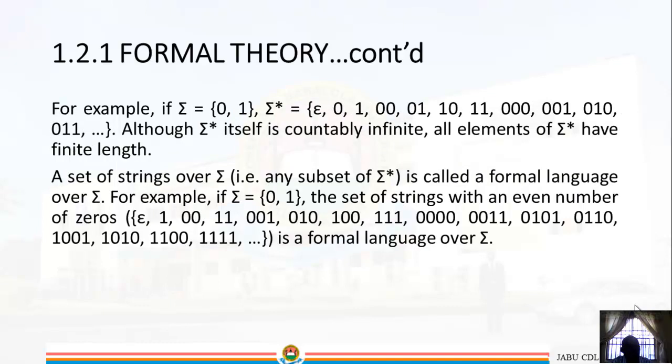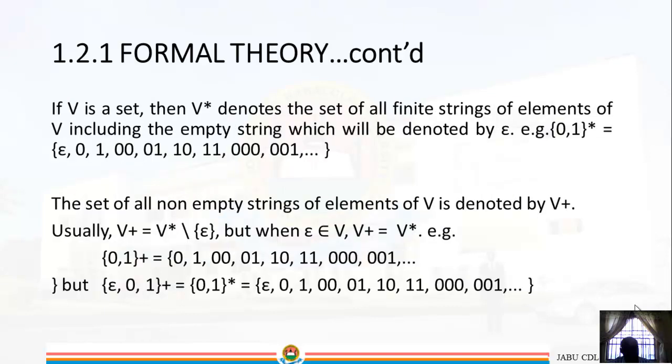A set of strings over E, that is any subset of E star, is called a formal language over E. For example, if E is equal to {0, 1}, the set of strings with an even number of zeros, which will be the empty string, 1, 00, 001, 100, 1001, and so on, is a formal language over E.